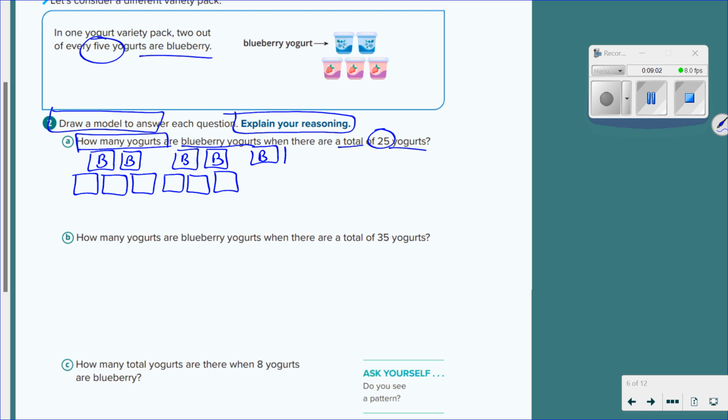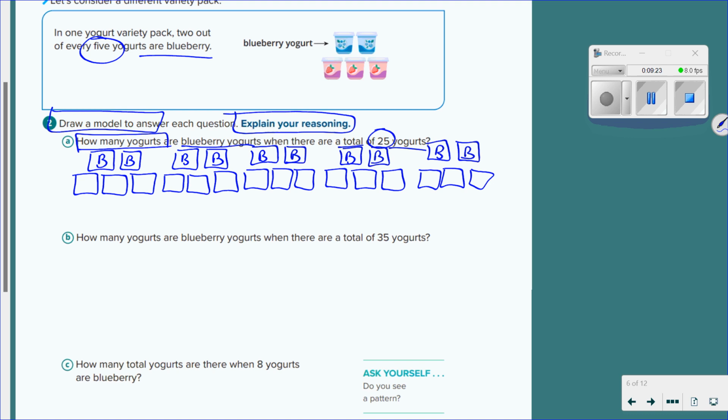No. So 2 blueberry for 3 other flavored yogurts. Do I have 25 yet? So 2 blueberry for 3 other flavors. Do I have 25 yet? 2 blueberry for 3 other flavors. Do I have 25 yet? Yes. How many of them are blueberry? 10. That is what we are asking you to do. I want you to answer B and C, please. You have about 4 minutes.